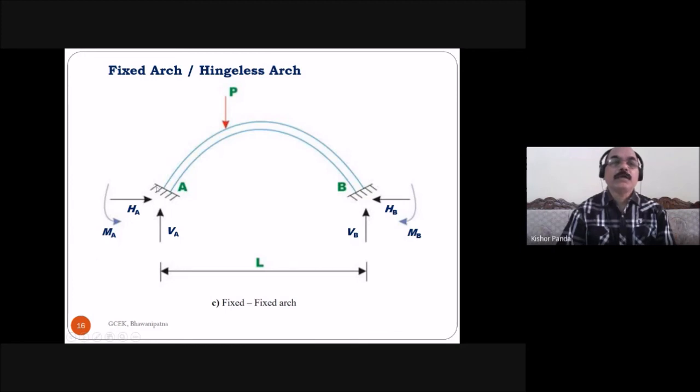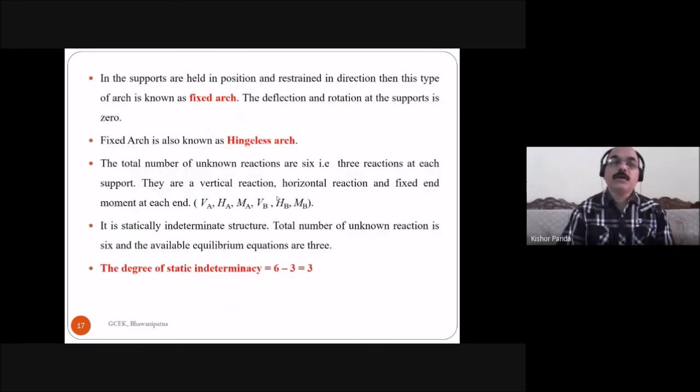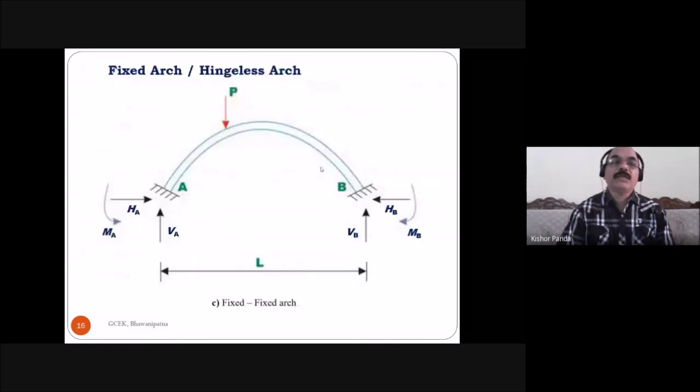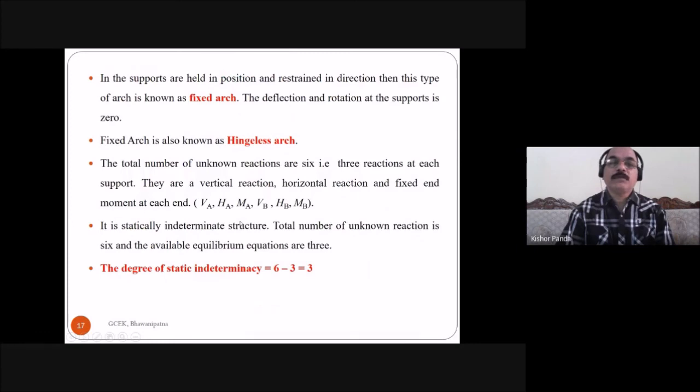So at support A, the reaction components are VA, HA, and MA, and at B the reaction components are VB, HB, and MB. So the total number of reaction components is 6. But how many static equilibrium equations are available? 3. So what is the degree of static indeterminacy? The fixed arch is also a statically indeterminate structure. Here the total reaction components are 6, but the available static equilibrium equations are 3. So the degree of static indeterminacy is equal to 6 minus 3, which is 3.